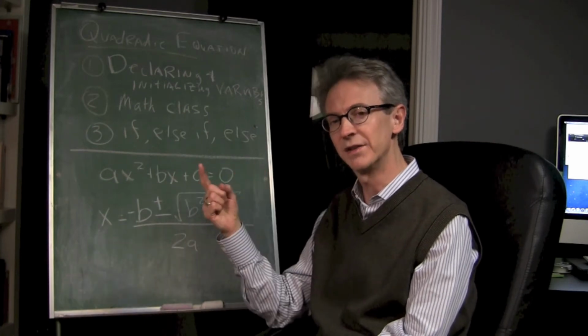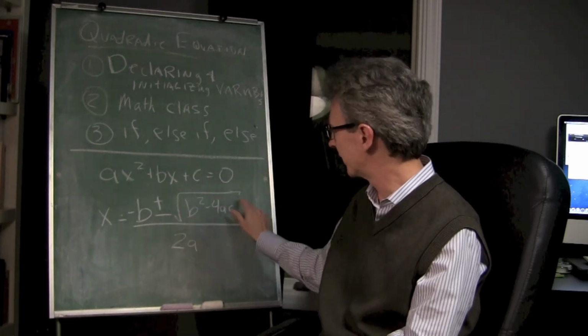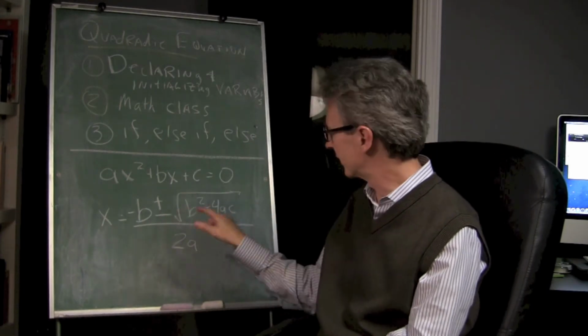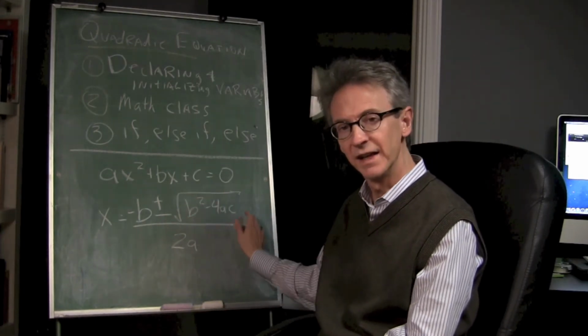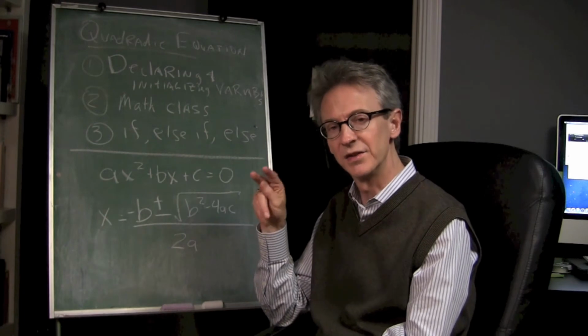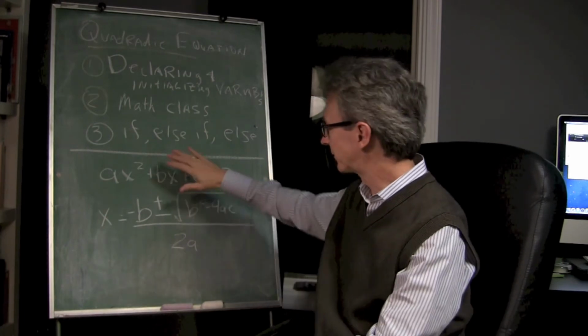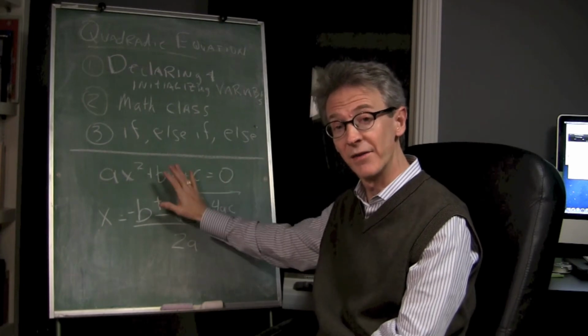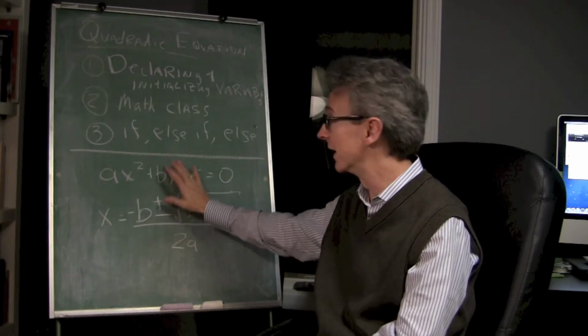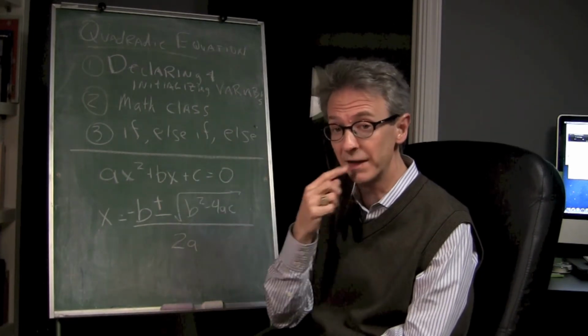So there's often two answers for x. Sometimes there's one answer when this thing is 0. And sometimes there's no answers when this thing is negative. There's no real answers. So we'll have to account for those situations as well. So we're going to teach Java the quadratic formula, basically. And for this, you're going to learn three new things today.